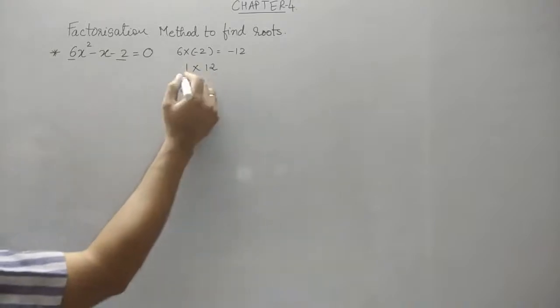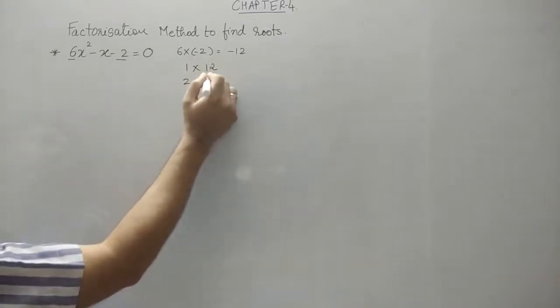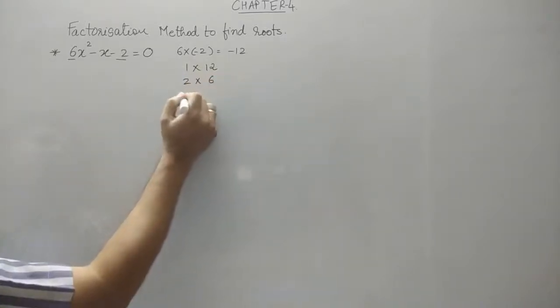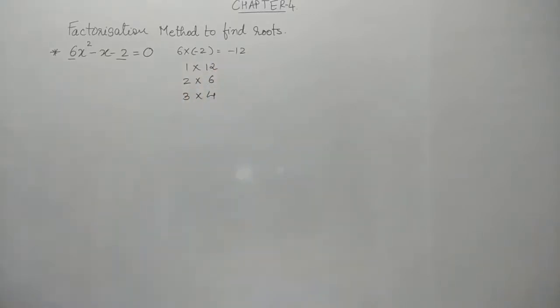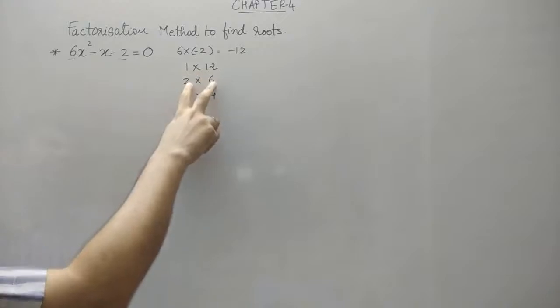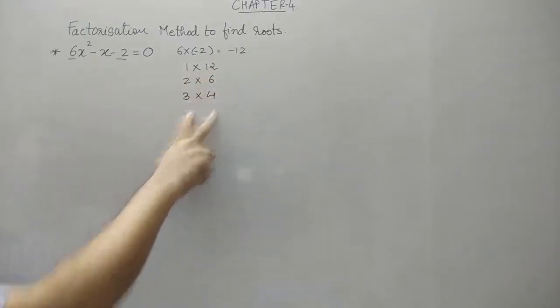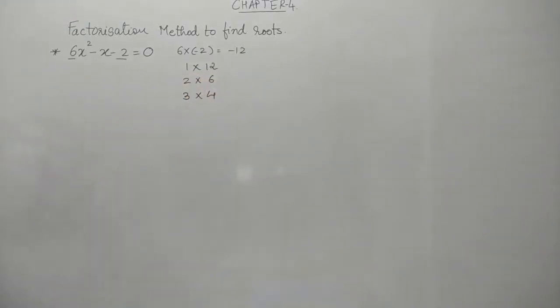So 1 12s are, 2 6s are, and 3 4s are. These three are the possible factor pairs of 12. Now we have to get one of these as our factors. Now which will be the answer?